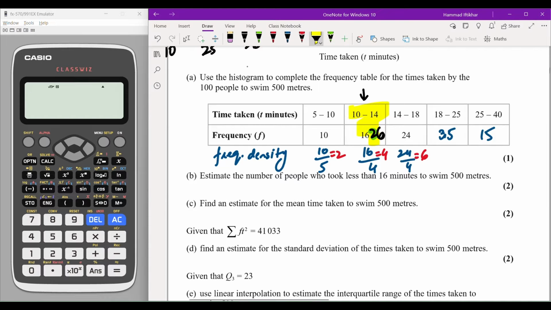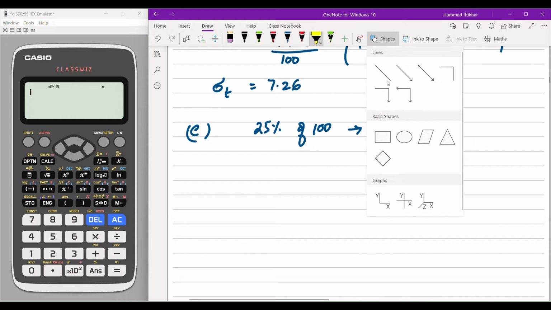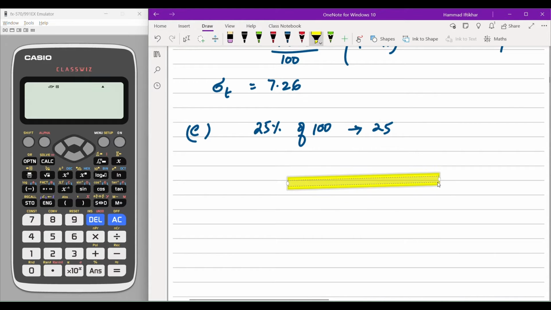So let's make a line for this to understand what the case is. Oh, sorry.